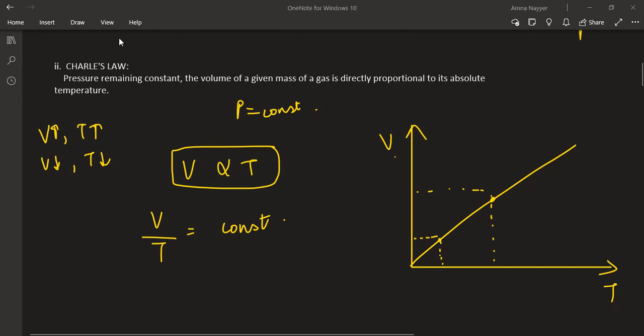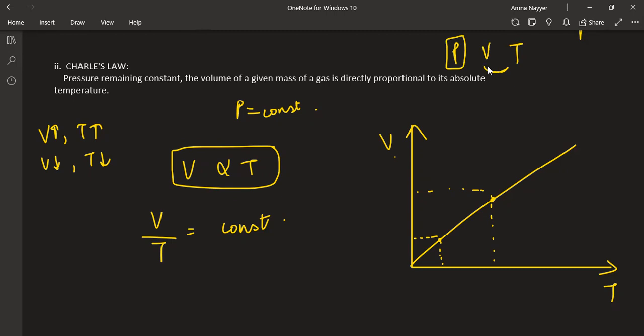See, in Charles' law, your pressure remains constant, the way in Boyle's law we had temperature as constant. So the value of pressure does not change. Three quantities are there: pressure, volume, and temperature. So this remains fixed, and there's a relation between the other two.